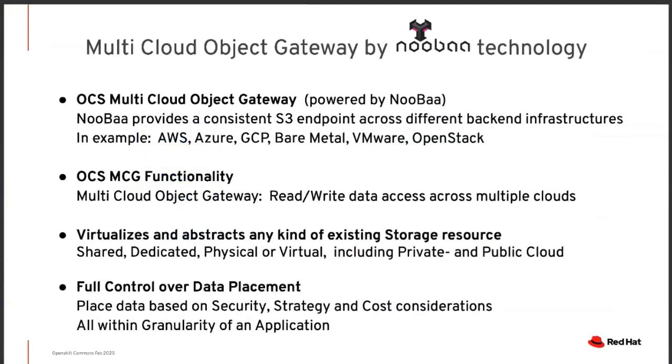Then let's have a look at Noobaa. Noobaa technology, I should say, because it's a technology. And the product that Red Hat offers is named Multi-Cloud Object Gateway. And I put it on the slide here, powered by Noobaa. Well, what does it do? What is it all about? It actually provides you with an S3 endpoint. So that means that your containerized application, your app on OpenShift that needs S3 storage, will talk to a Noobaa endpoint. That's the S3 interface that the application talks to.